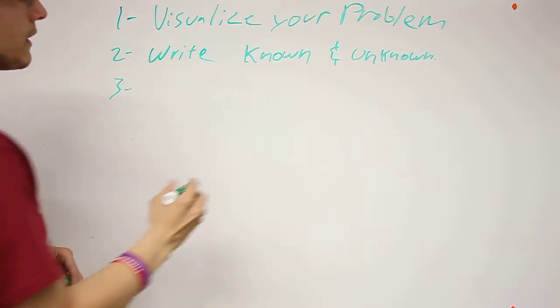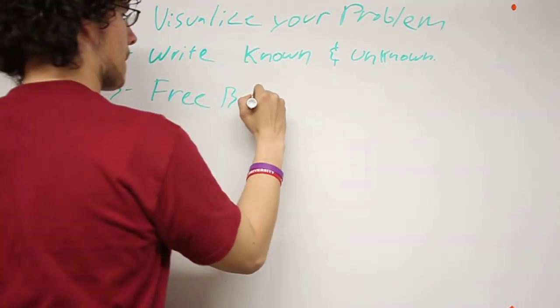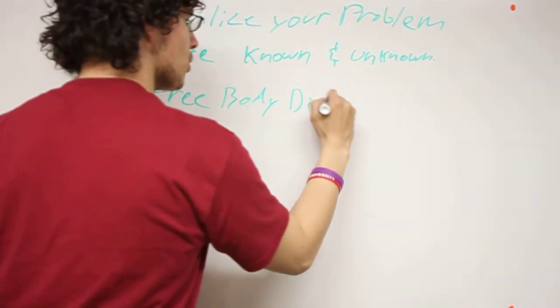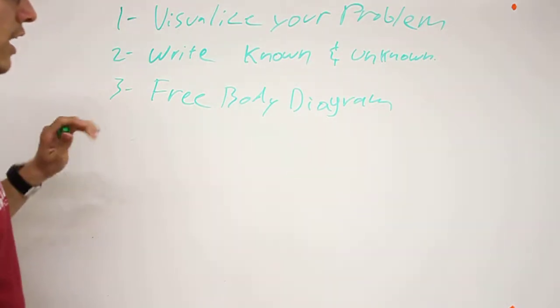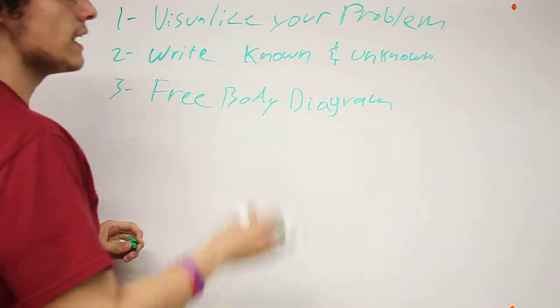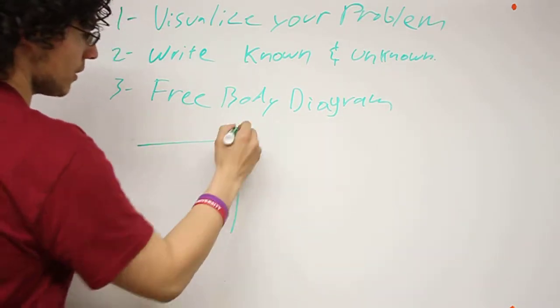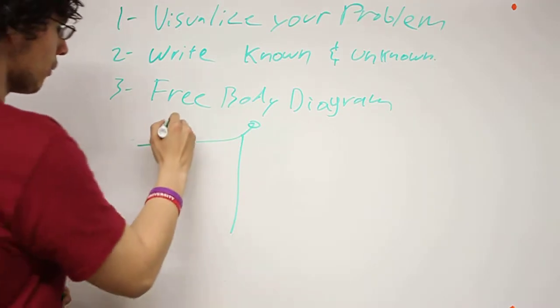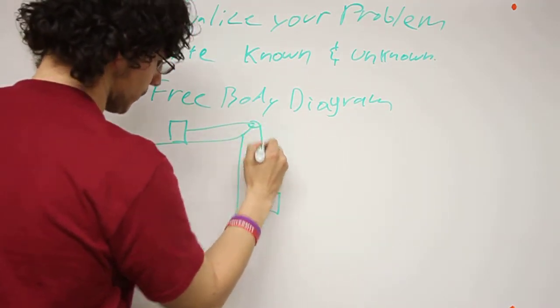Now the third thing is to do your free body diagrams. Now this you always do. Write down all your free body diagrams for all the parts of the system as well as your whole system. So what's an example of this? Say you're on the top and you have a little pulley here. Well, you have one block here and another block hanging, and they're connected by a rope.